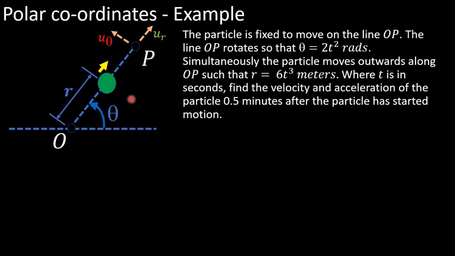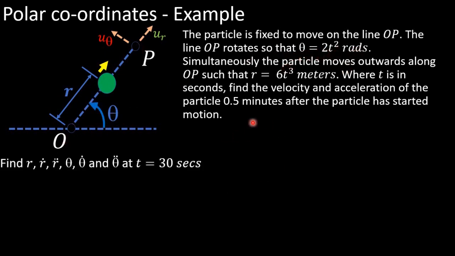Here we're given theta as a function of time, and we're given r as a function of time as well, and we're trying to find the magnitude of velocity and acceleration of the particle 0.5 minutes after the particle has started. It started from rest. You can see that this particle is fixed to move along this line, which is the radial direction, and that line also rotates, where theta is given as a function of time, 2t squared radians.